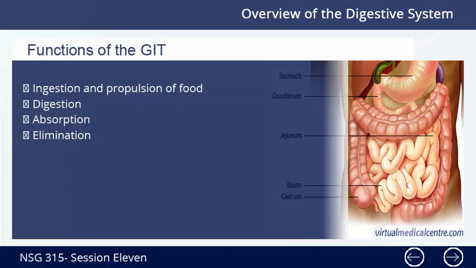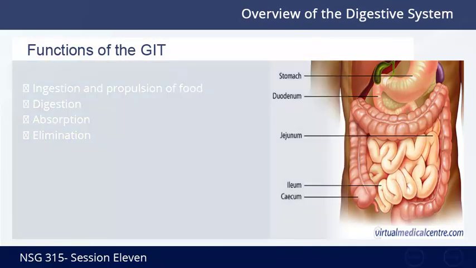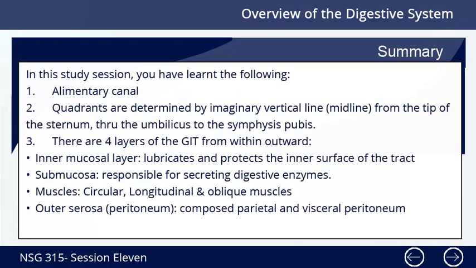Movement in the GIT. There are 2 types of movement in the GIT, and they are 1. Segmentation, that is mixing, and 2. Propulsion, that is peristalsis. Secretions of the GIT. Enzymes and hormones, that is for digestion. Mucus for lubrication and protection. Water and electrolytes.